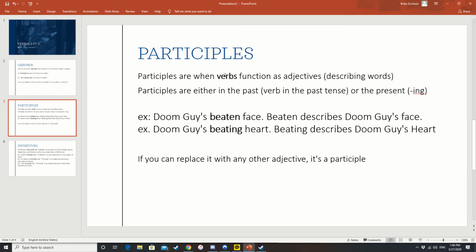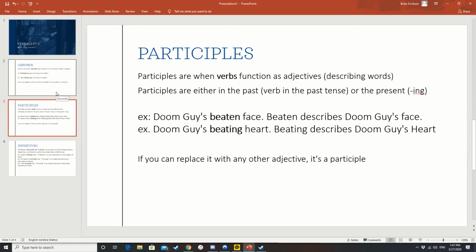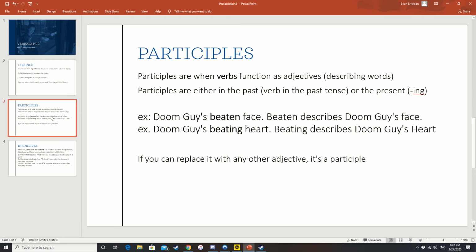Participles are when verbs function as adjectives, which are describing words. Participles are either past tense or in the present tense with an ing, like a gerund. However, instead of functioning as a noun, it functions as a describing word, as an adjective. That's how you can tell the difference between a gerund and a participle. Is it describing something? Is it the subject or object of something? If it is the subject or object, it is the gerund. If it is describing, it is a participle.